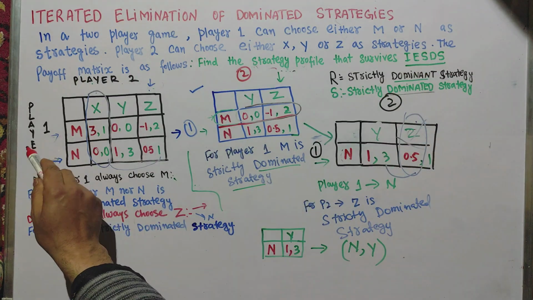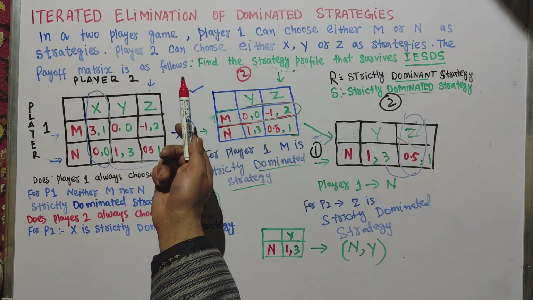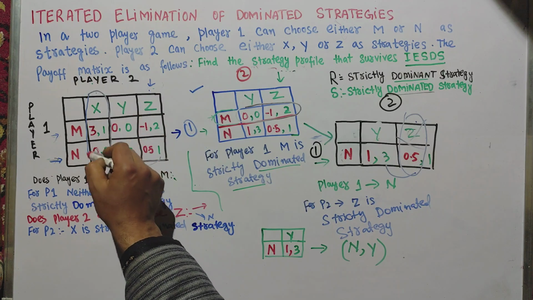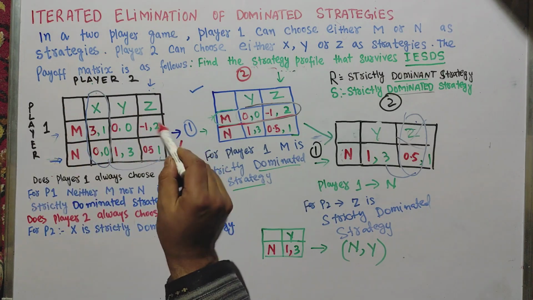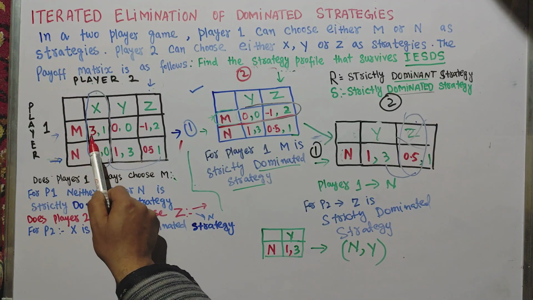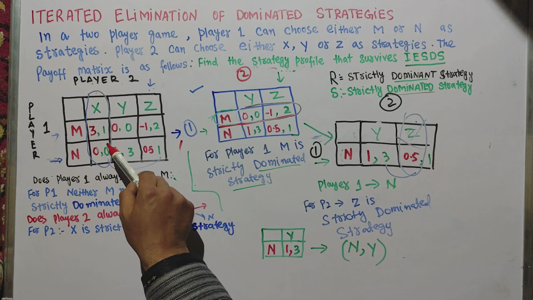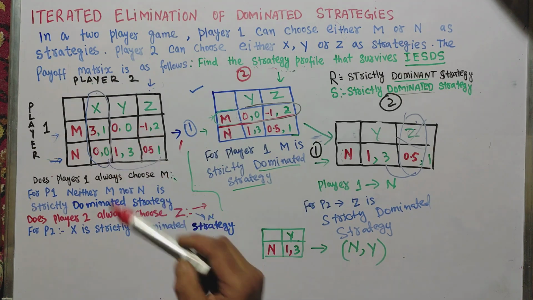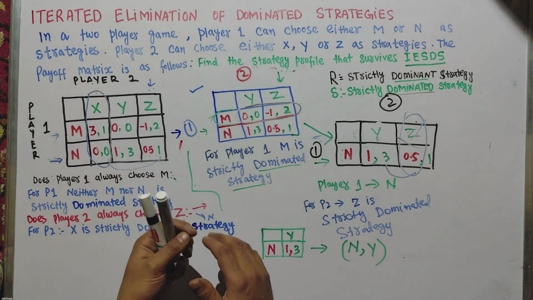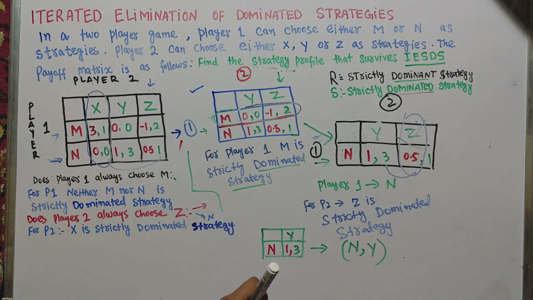Okay. So we have player 1, who has two strategies M and N, and player 2 has three strategies X, Y and Z. The red elements in each cell denote the payoff for player 1, and the green elements in each cell denote the payoff for player 2. We need to eliminate any strictly dominated strategy here.